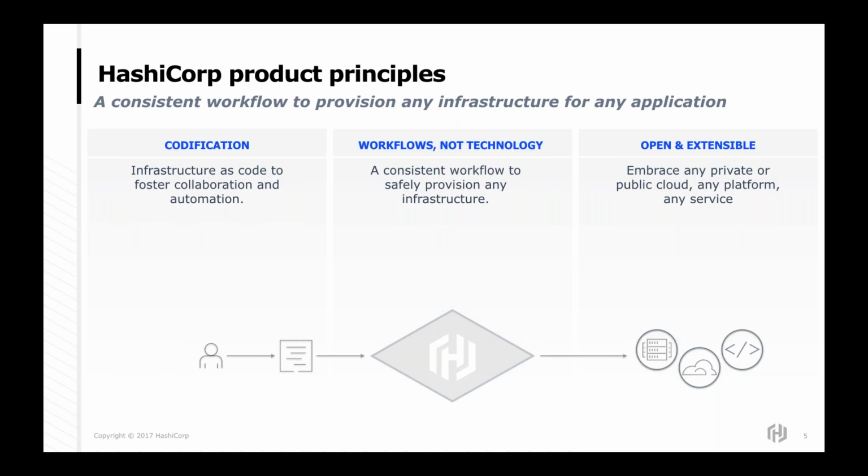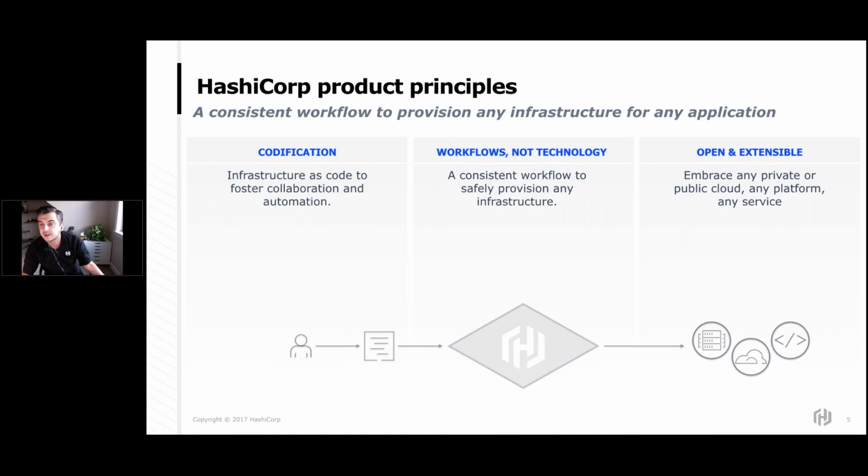Now, before jumping into the details of Terraform, I want to set the stage of how Terraform fits into the HashiCorp product principles. If you look at all the different HashiCorp products, there are 3 different things that we try to achieve. First is codification. With Terraform, this means we take infrastructure and are able to provision using code. Second is workflows, providing a consistent workflow for provisioning. And lastly, making everything open and extensible.